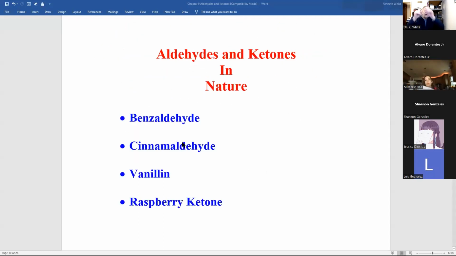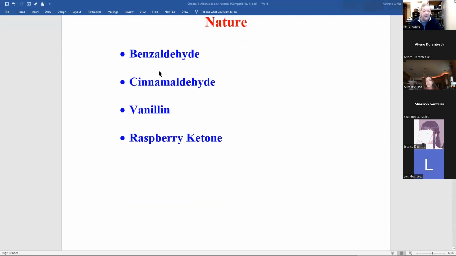Now, where do you find aldehydes and ketones? Well, you learn benzaldehyde, cinnamaldehyde. I wonder what that's in. It's in cinnamon. I was looking at the next name. And it has a structure.